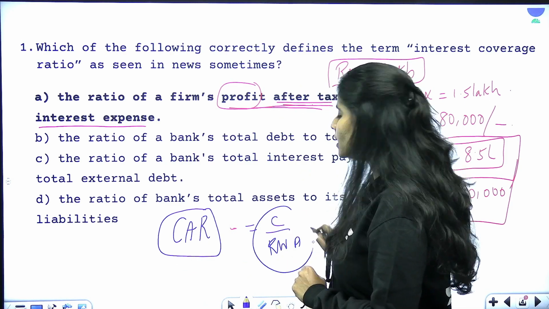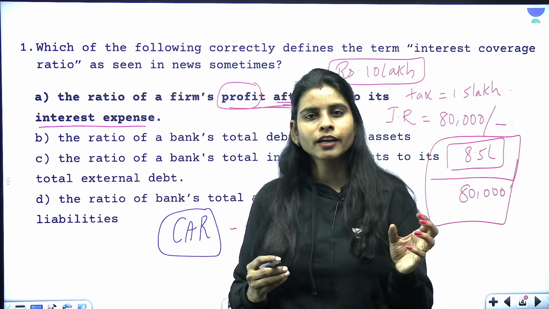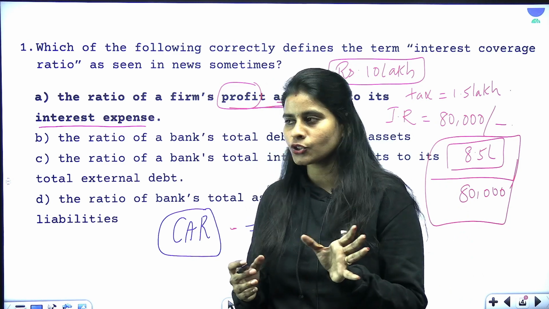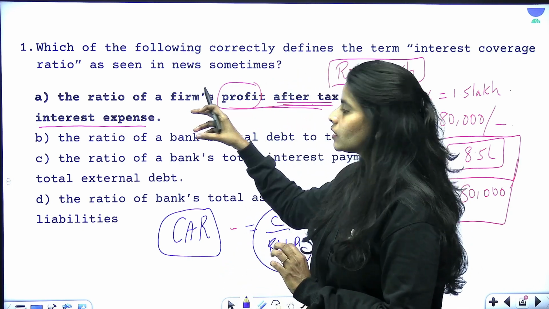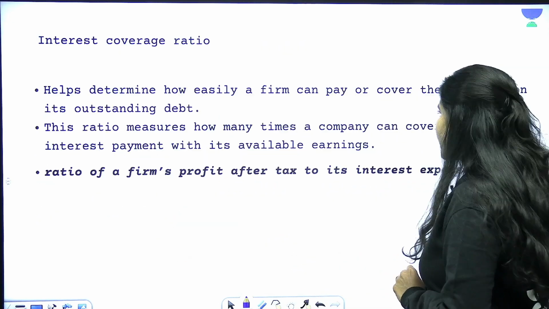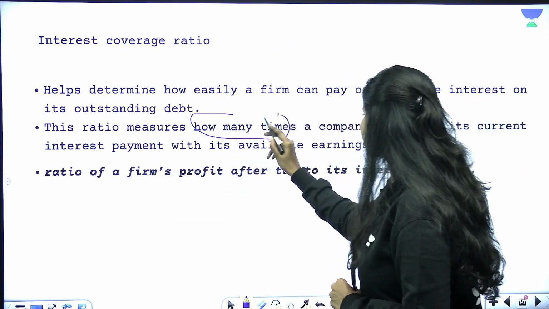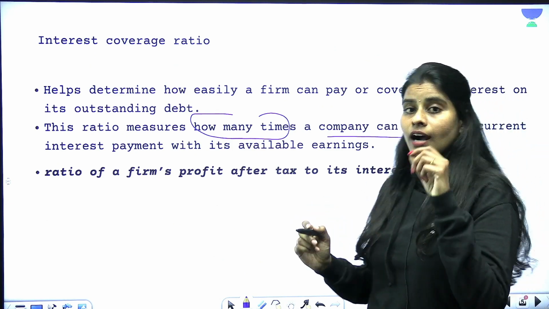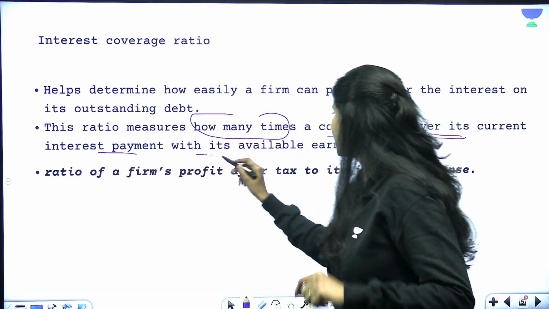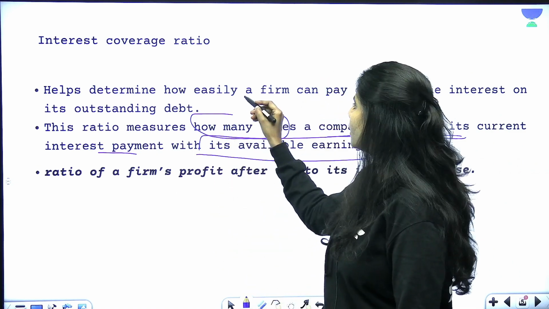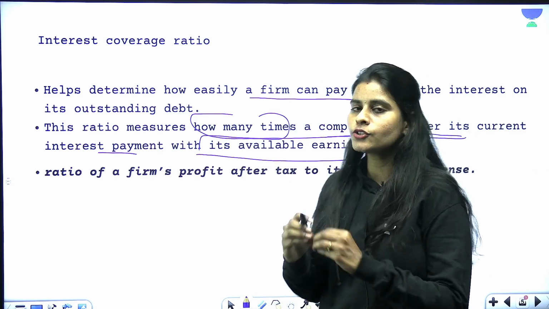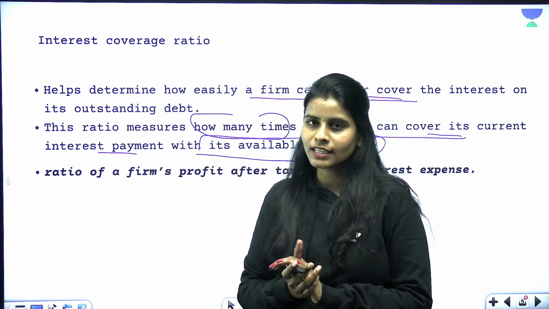Similarly, we have many other ratios as well, like your debt to asset ratio, leverage ratio, equity ratio, debt to equity ratio, etc. But this particular ratio is going to give you an idea about how many times a company can cover its current interest payments with available earnings that it has. It's going to easily help you determine whether a firm can cover the interest payments of its total outstanding debt or not.